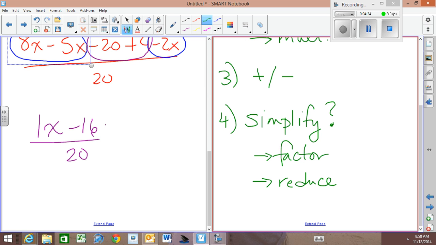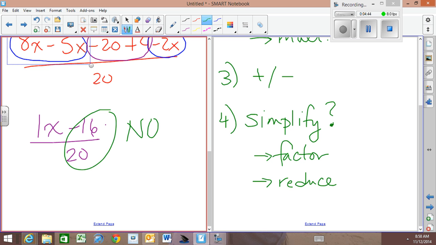My numerator can't be factored anymore. 16 and 20 are terms, and remember, terms don't reduce, factors reduce. So I cannot reduce the 16 and the 20. X minus 16 over 20 is as simplified as I can write that fraction.